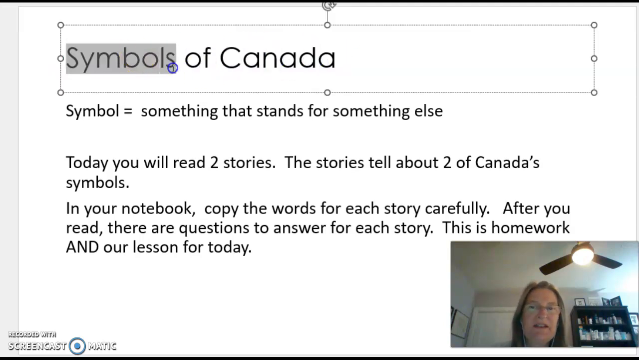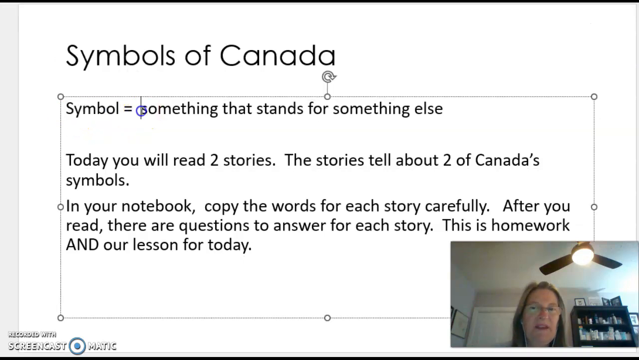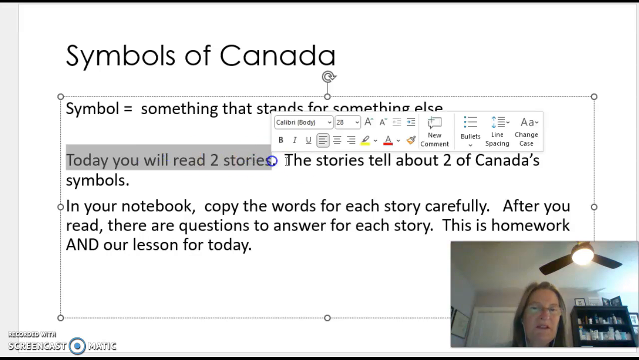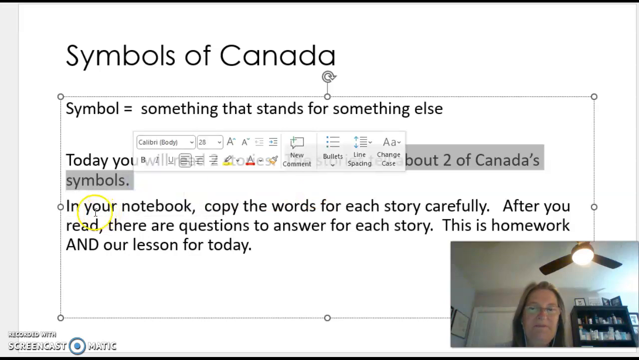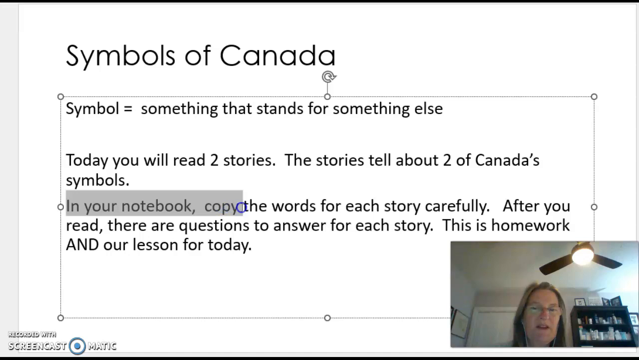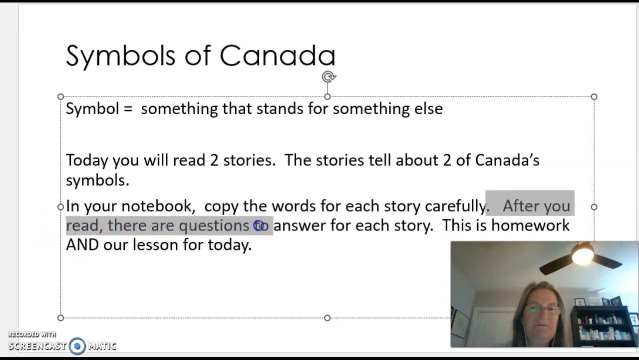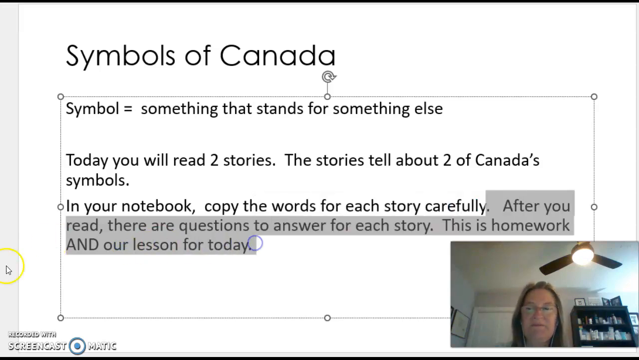Today we're going to look at symbols of Canada. Remember, a symbol is something that stands for something else. And today you will read 2 stories. The stories tell about 2 of Canada's symbols. In your notebook, copy the words for each story carefully. After you read, there are questions for you to answer for each story. This is the homework, and it is our lesson for today.